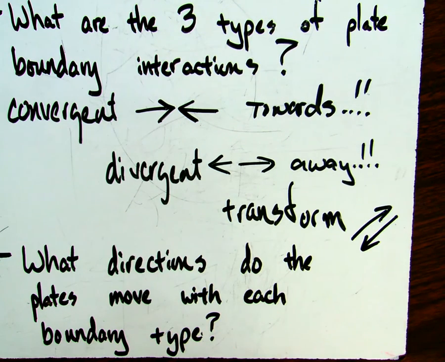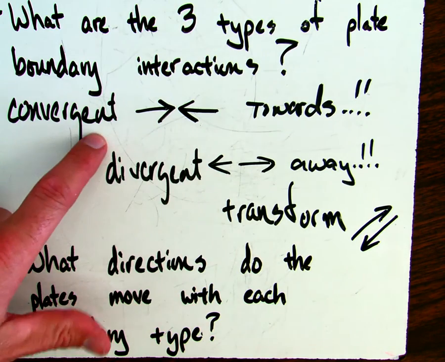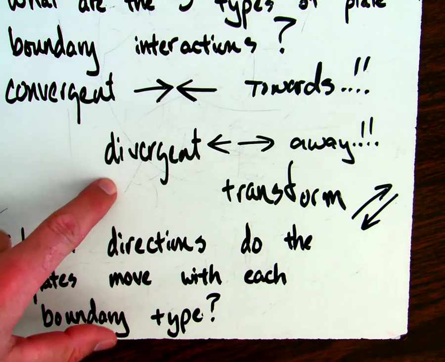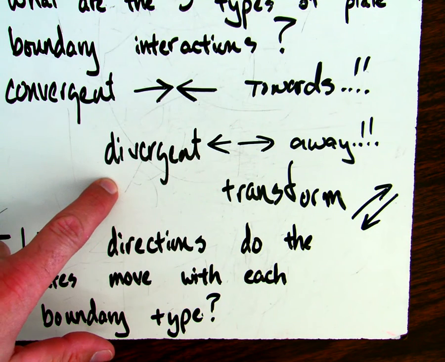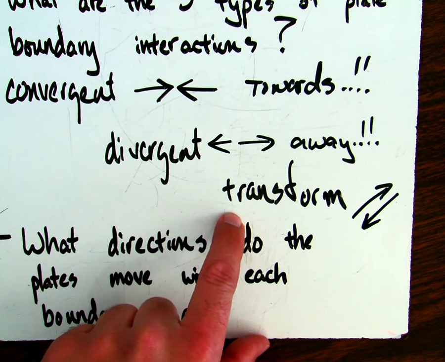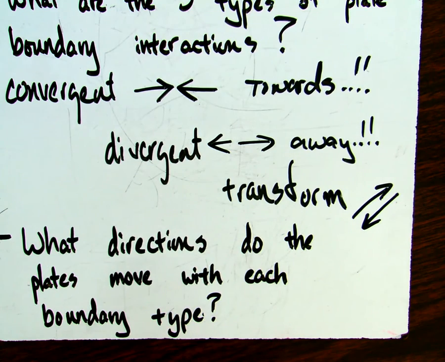All right, so the things that you need to keep in mind are there are three types of convergent boundaries. There's oceanic versus oceanic, oceanic versus continental, and of course continental versus continental. For divergent zones, you have mid-ocean ridges and rift valleys, and then transform faults. You have your fault zones, which can lead to earthquakes.